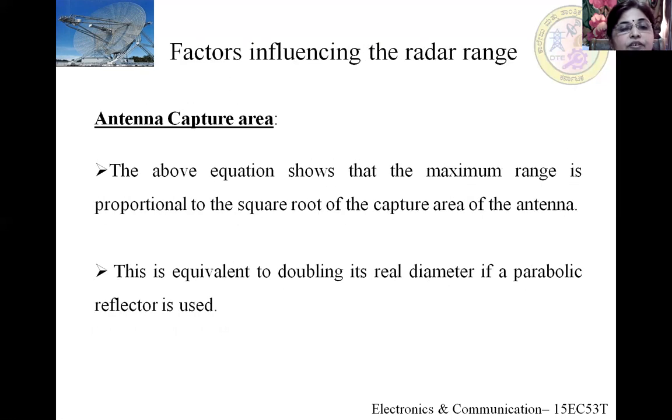Here, antenna capture area. The above equation shows that the maximum range is proportional to the square root of the capture area of the antenna. This is equivalent to doubling its real diameter if a parabolic reflector is used. Targets that are large can be seen on the scope at greater ranges provided line of sight exists between the radar antenna and the target. Conducting materials, for example steel, return relatively strong echoes, while non-conducting materials such as wood return much weaker echoes.